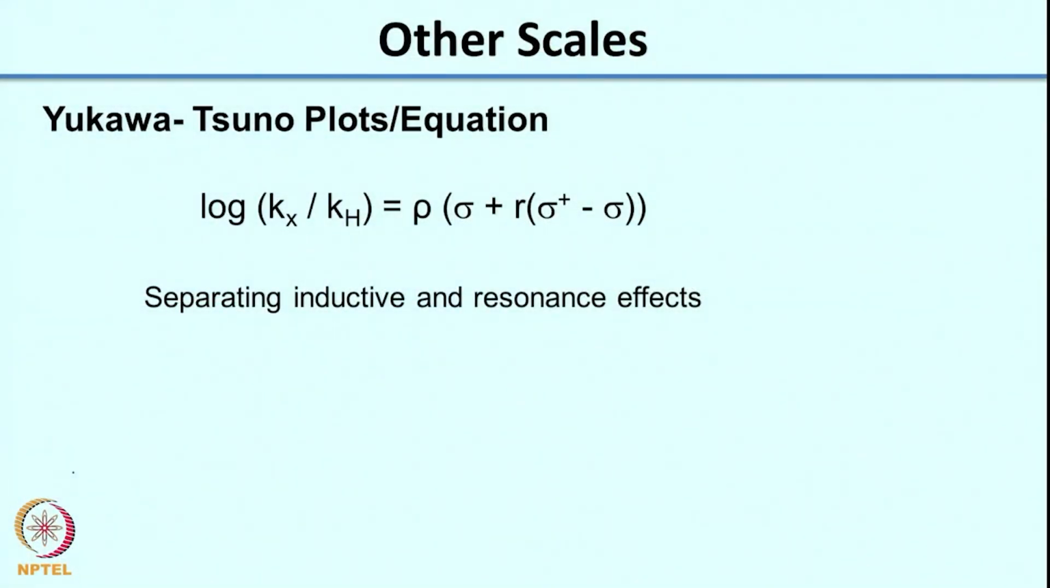formation. So there are equations that people have used instead of the Hammett equation to see if the inductive and resonance effects can be decoupled. One example is the Yukawa-Tsuno plot or equation. In this case, on the right, instead of just the simple rho sigma, you have an additional term which is rho r into sigma plus minus sigma. The R stands for the resonance contribution.